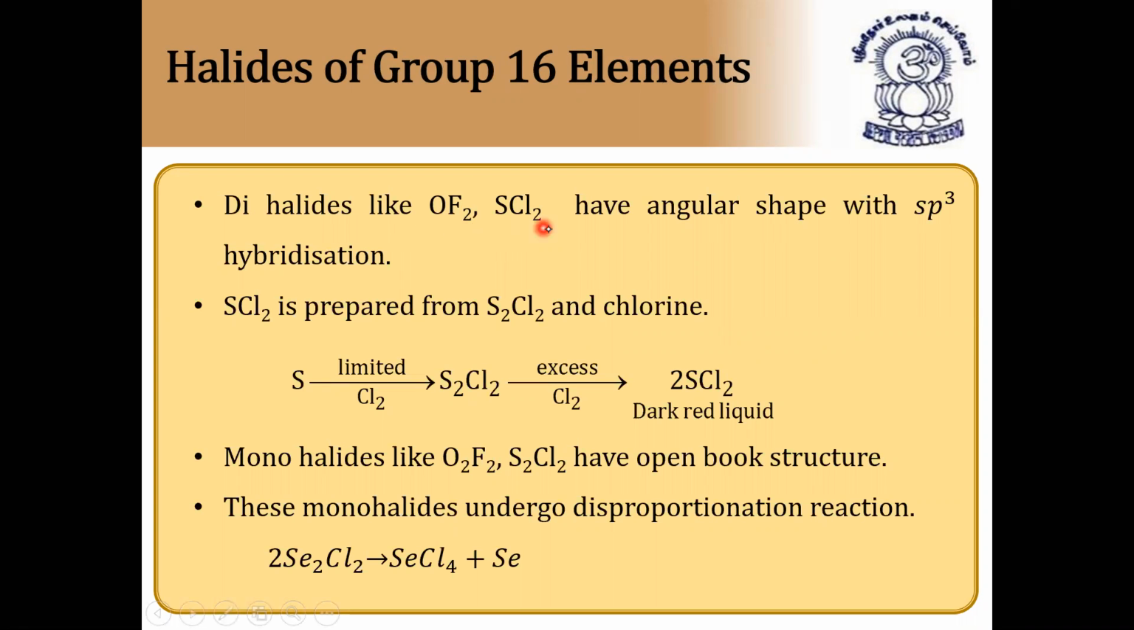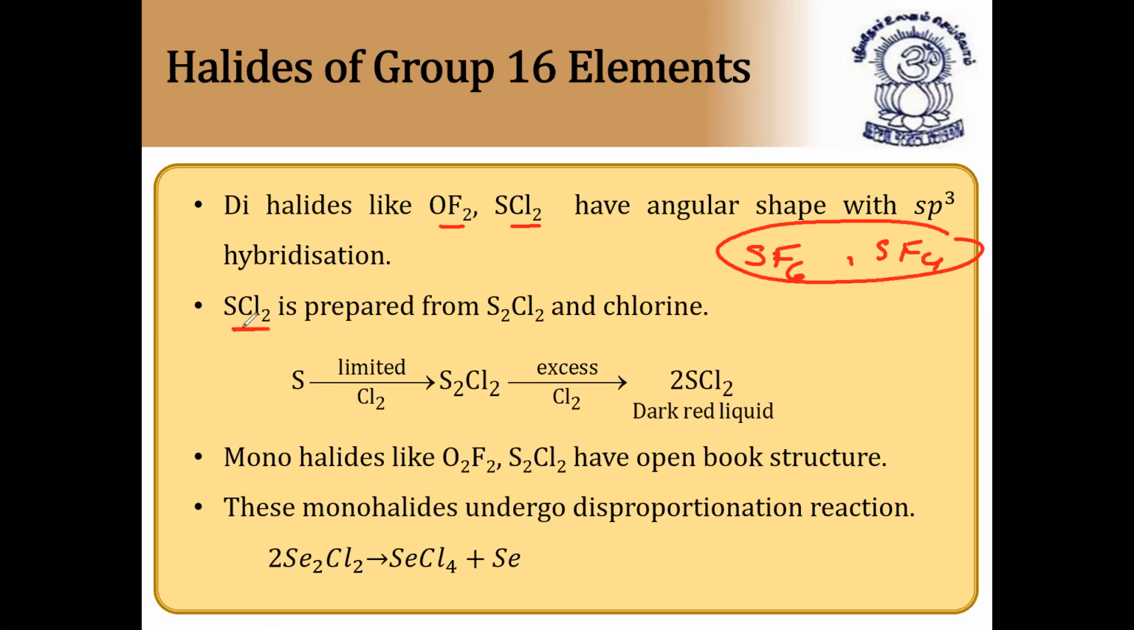Dihalides like OF2 and SCl2 have angular shape with sp3 hybridization, and SCl2 is prepared from S2Cl2. Halides of group 16. Group 16 elements form dihalides mainly with oxygen and sulfur. They have angular shape with sp3 hybridization. Not only dihalides; others will form tetrahalides and hexahalides also, like in the case of sulfur, it forms SF6 and SF4 also. So the hybridizations in these are different. So for dihalides, we are discussing OF2 and SCl2, which have angular shape with sp3 hybridization.